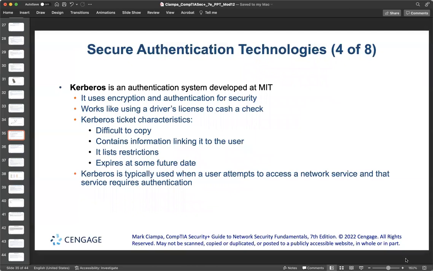Of course, MIT, always in action, went through, and students and professors in MIT developed an authentication system called Kerberos, which uses encryption and authentication for security. It works like using a passport, right? You need a passport. What Kerberos does is give you a passport to go through the network. Those are called Kerberos tickets.